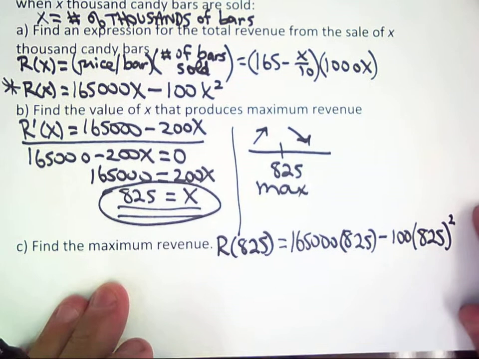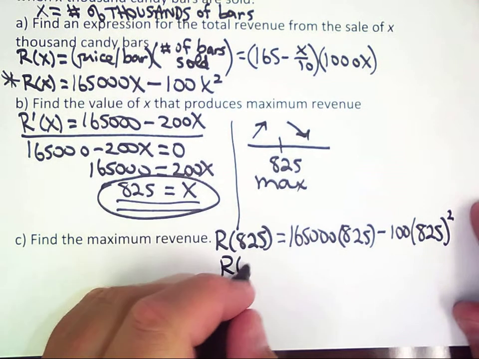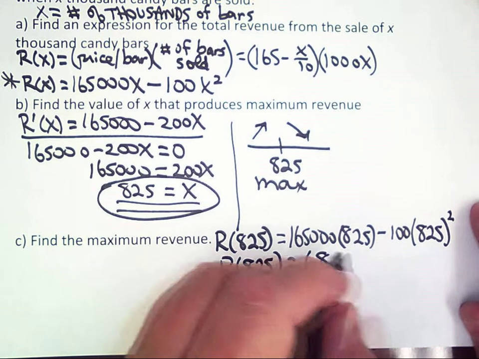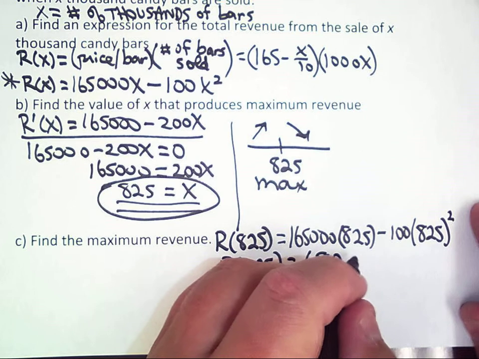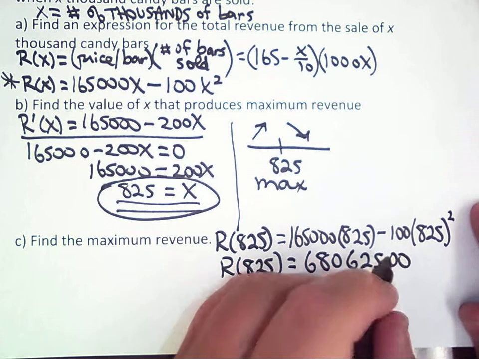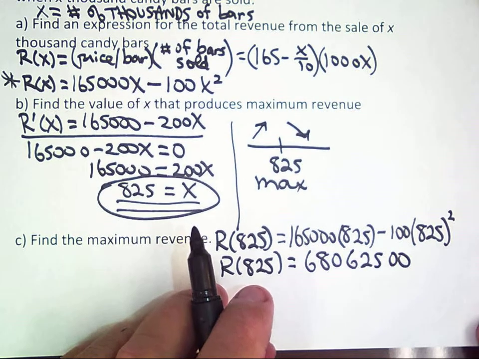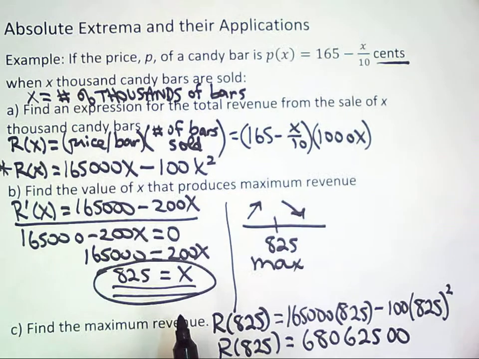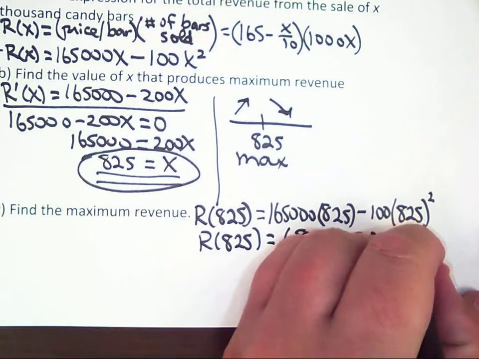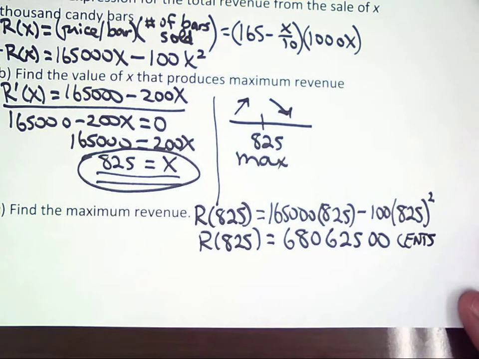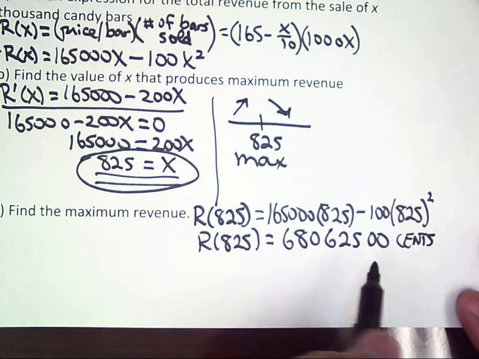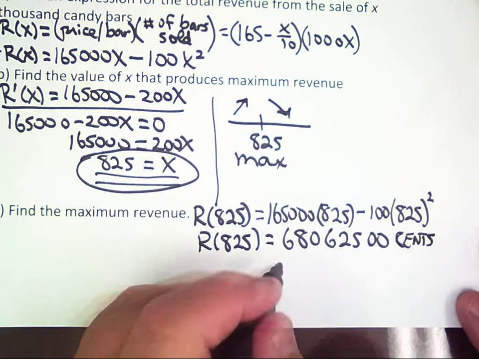And I'm not going to bore you with the arithmetic, but when the arithmetic is done, you end up with 68,062,500. And here's the other problem if you're not careful. Remember from way back long ago, this is in cents. So this is how many cents of revenue there are. We probably want to rewrite that in dollars. Remember, you just move the decimal point 2 places to the left to change cents to dollars. We probably don't want to leave that in cents.